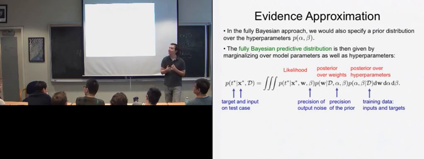Thanks. I think there's something called empirical Bayes. Yeah, we're going to get to that, yes. Okay. There was one more question? That's my question. Okay.